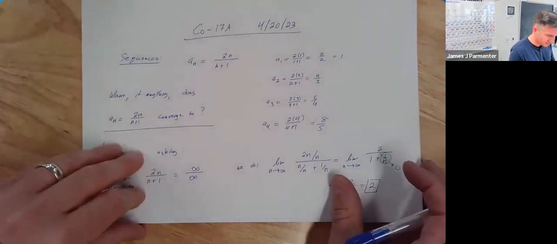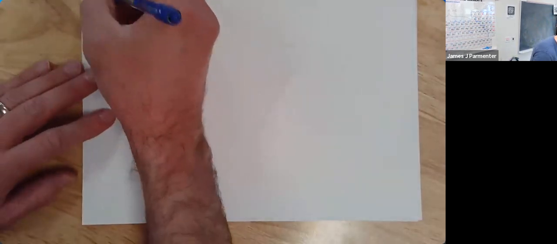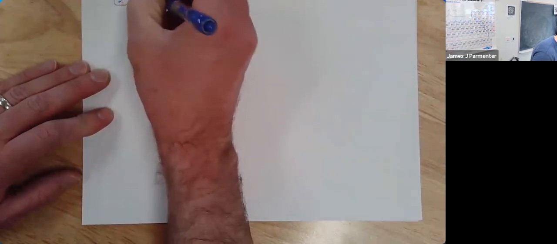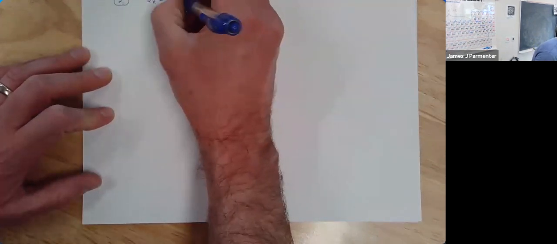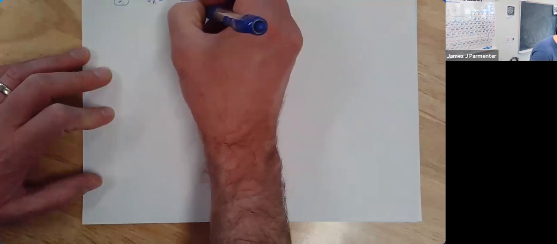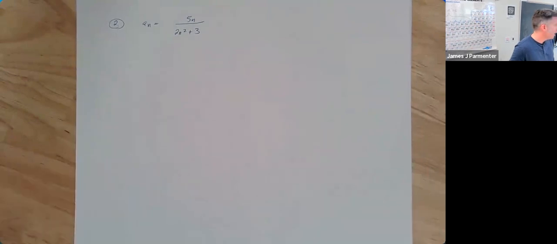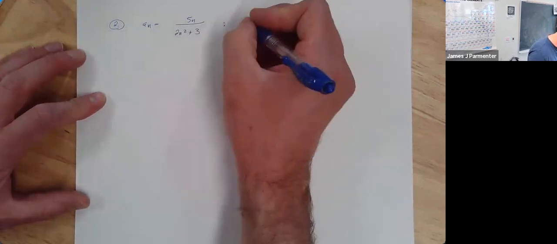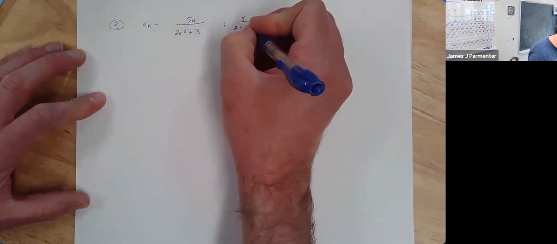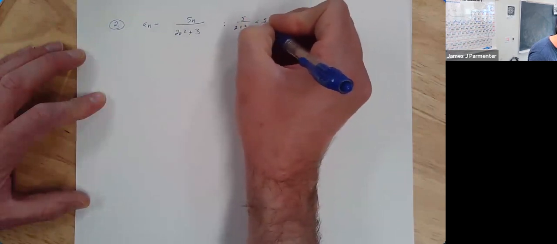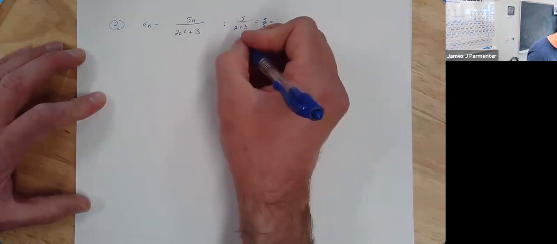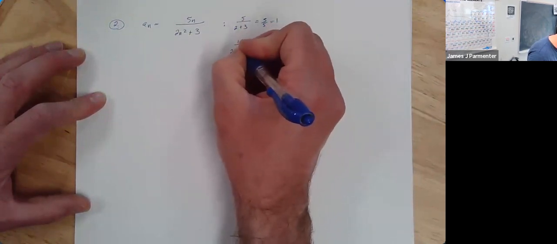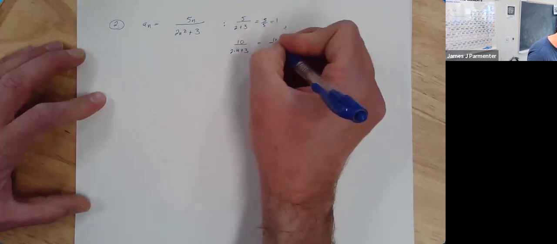So let's look at a few more examples. Let's say I have this sequence, a sub n equal to 5n over 2n squared plus 3. And again, we can write out some terms. If I plug in 1, I get 5 over 2 plus 3, which is 5 over 5, which is 1. The second term is 5 times 2 over 2 times 4 plus 3, which is 10 over 11.